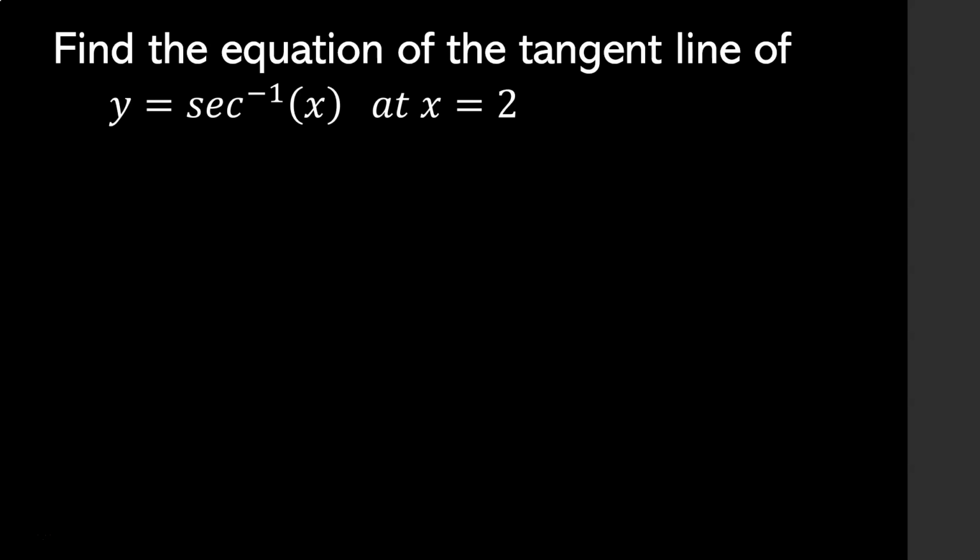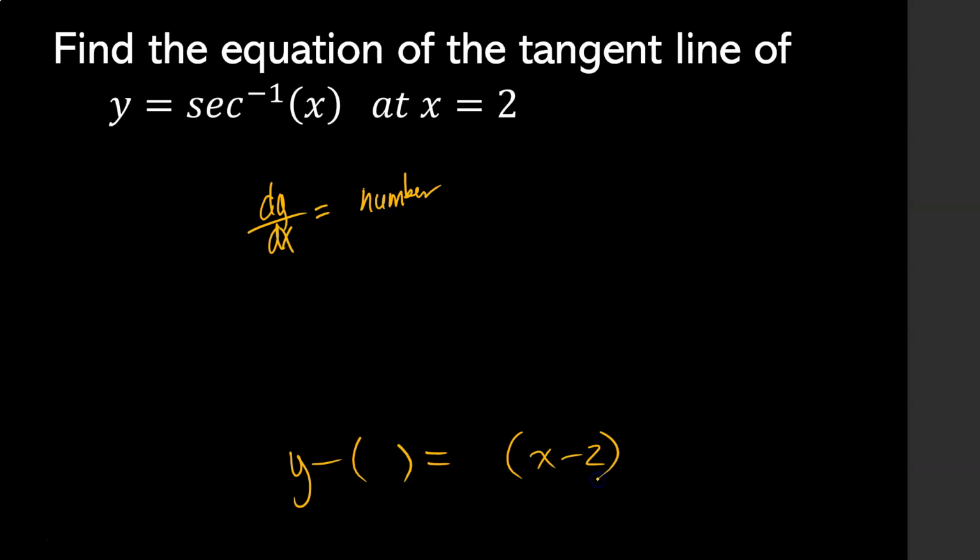Ooh, the equation of the tangent line. So my answer is not going to be dy dx is equal to some number, right? That's just going to be the slope of the tangent line. I'm already thinking my answer is going to be y minus some y value is equal to the slope, which I'm going to find using the derivative of inverse secant at 2, and then x minus the x value, which I actually already know is 2. That's my whole plan.